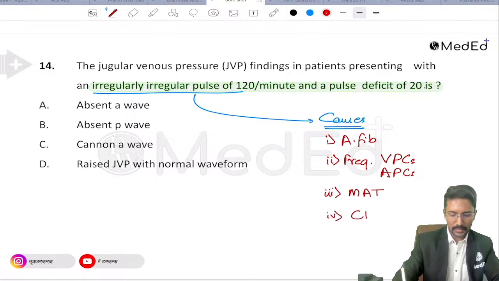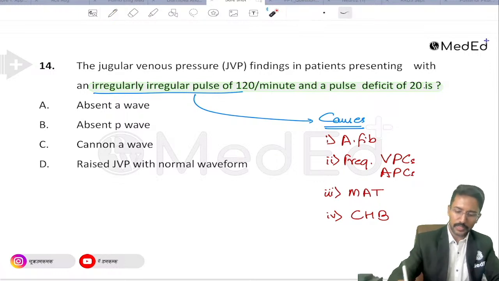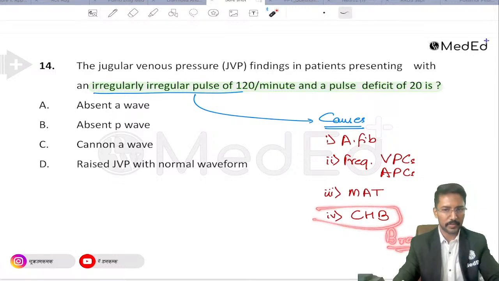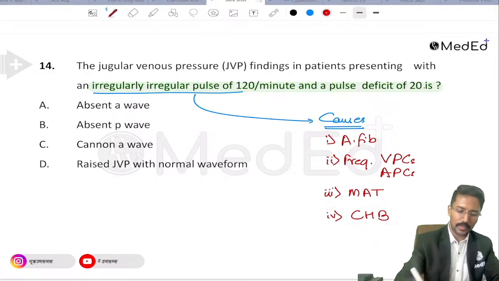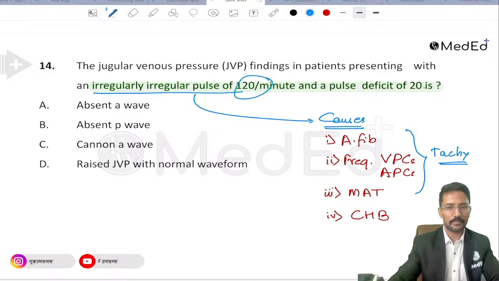Then patients with complete heart block can have an irregular pulse. Among these, complete heart block will be a bradyarrhythmia, with a significantly low heart rate, not a tachyarrhythmia. So these three are tachyarrhythmias: atrial fibrillation, frequent VPCs and APCs, and MAT. This patient has a heart rate of 120, so these three fit.